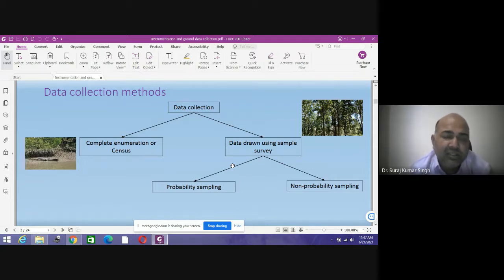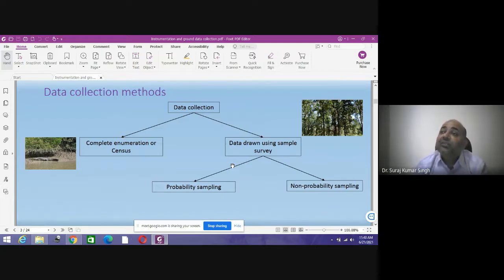Then other maps can also be obtained from various government agencies. Apart from that, you need some data that are directly meant for your study, where there are no secondary sources or secondary agency that provided such kind of soil sampling data that you are looking for. So on the basis of your sample survey, you can classify the entire survey into two sampling operations. When you're going into the field, you'll be doing sampling.